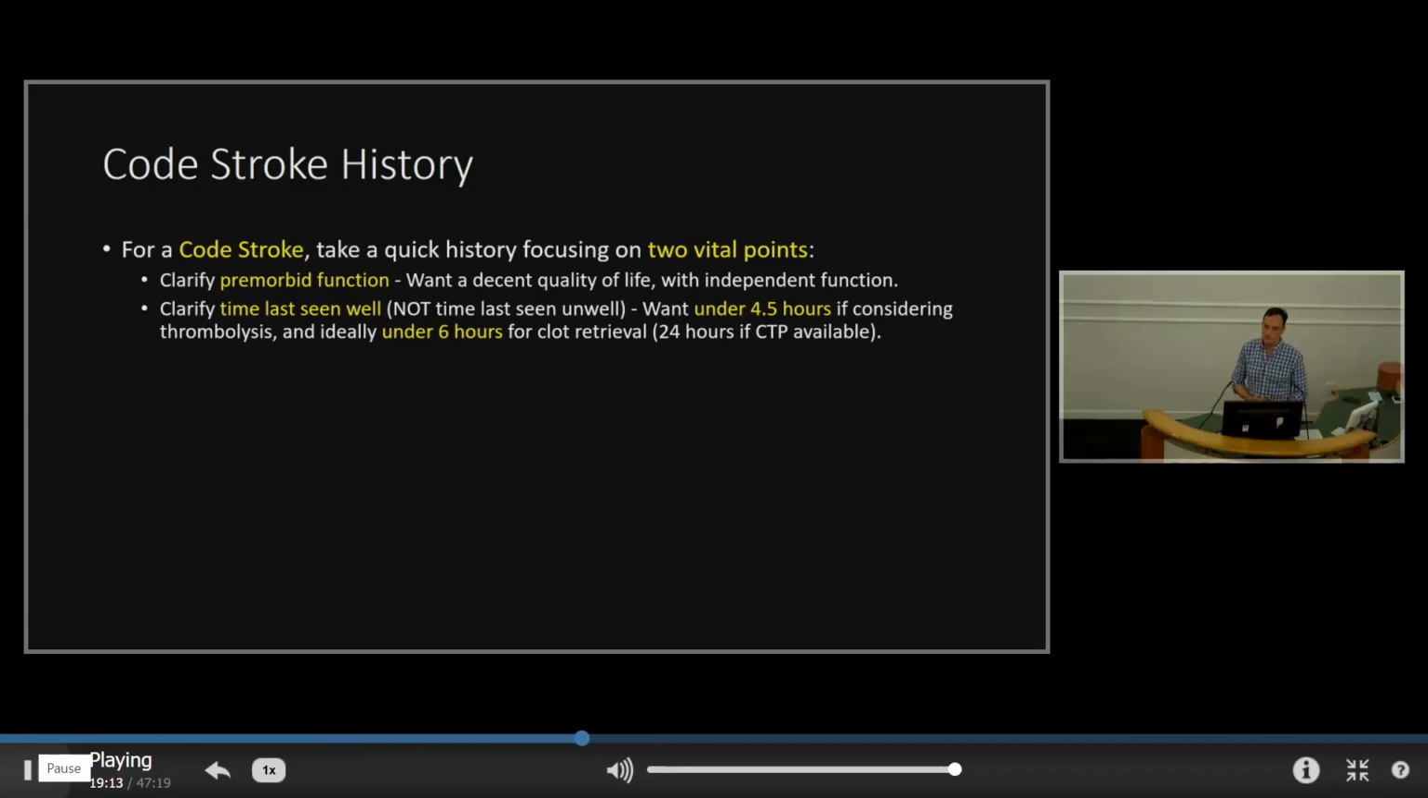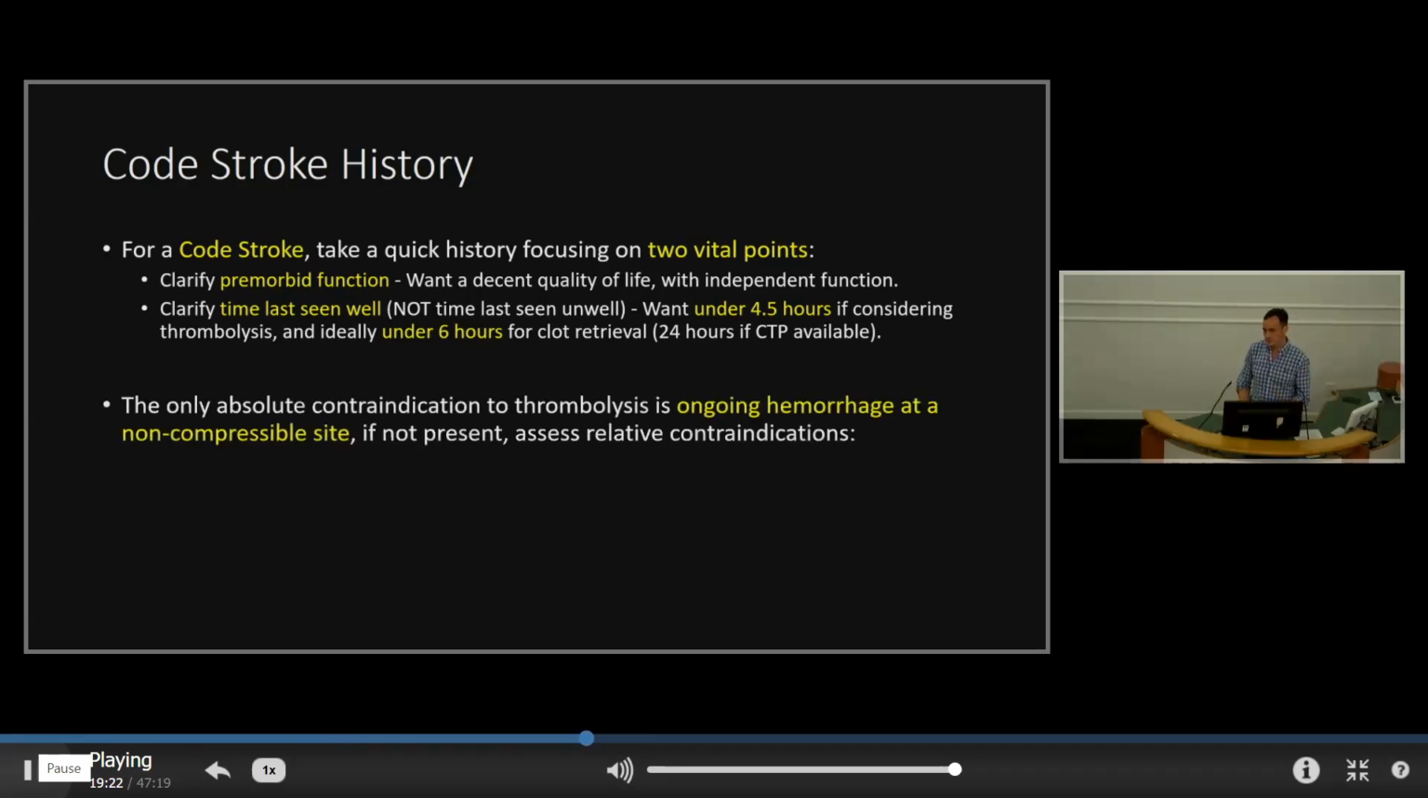Now, we can go up to 24 hours for clot retrieval if there's a very good patient that would definitely benefit from the treatment. And we use CT perfusion, which I'll talk about in a few slides, to determine that.